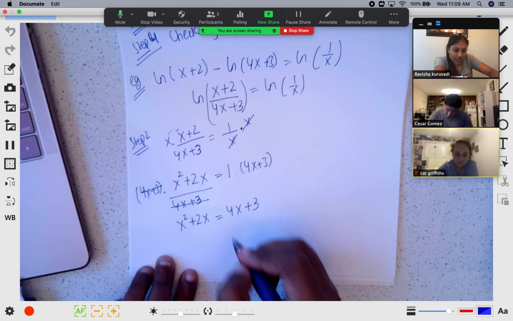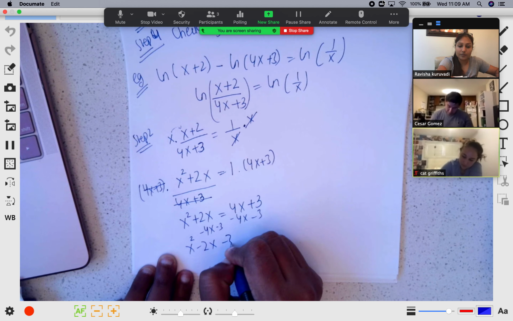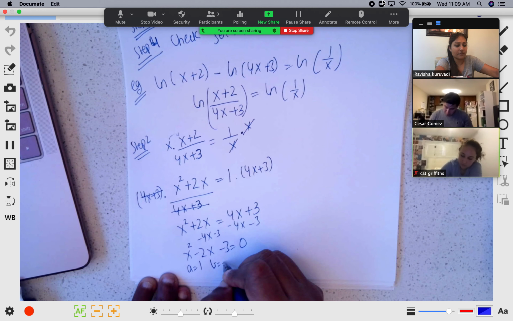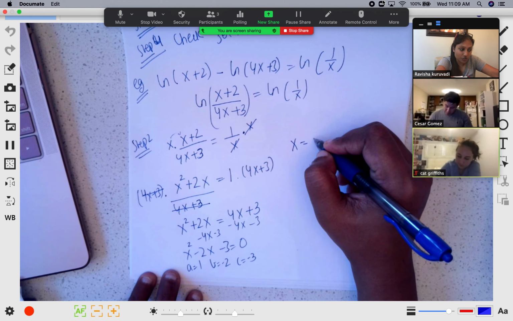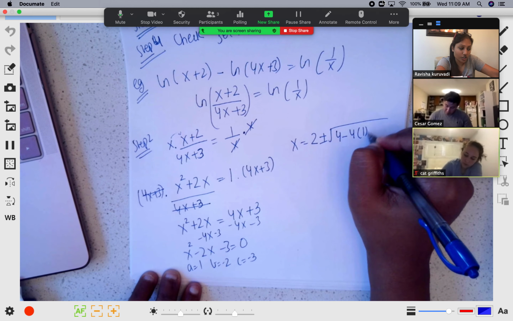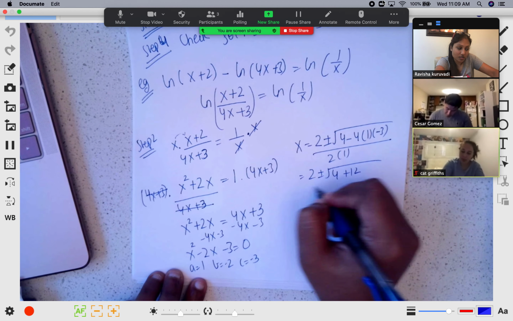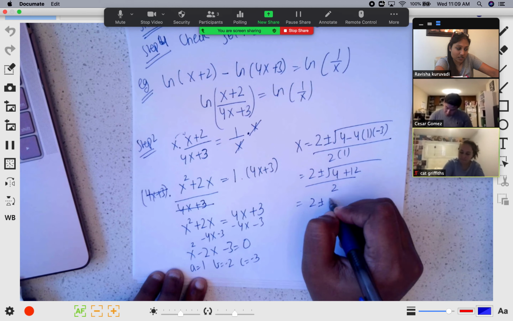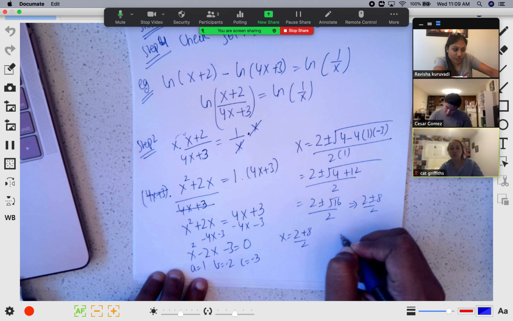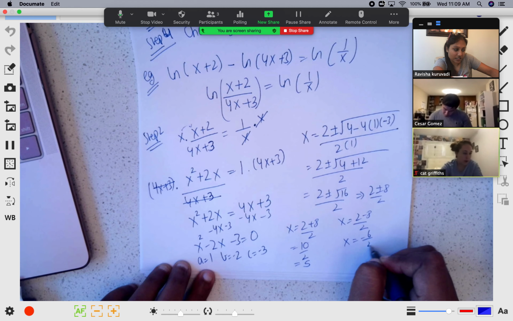Take everything on one side. You get x square minus 2x minus 3 is equal to 0. And we are going to use quadratic formula. Your a is 1, b is negative 2, c is negative 3. So you get x is equal to negative of negative 2 is 2 plus minus square root of negative 2 square is 4 minus 4ac over 2a. So you get 2 plus minus square root of 4 plus 12 over 2. Get 2 plus minus square root of 16 over 2, which is 2 plus minus 8 over 2. So you get 2 plus 8 over 2, which is 10 over 2, which is 5. And 2 minus 8 over 2, you get negative 6 over 2, you get negative 3.